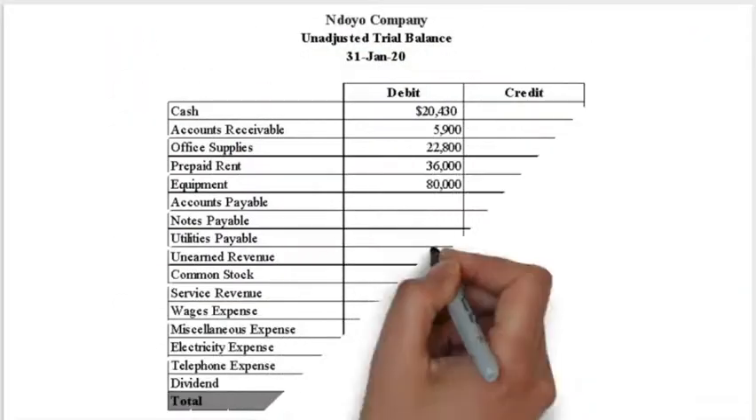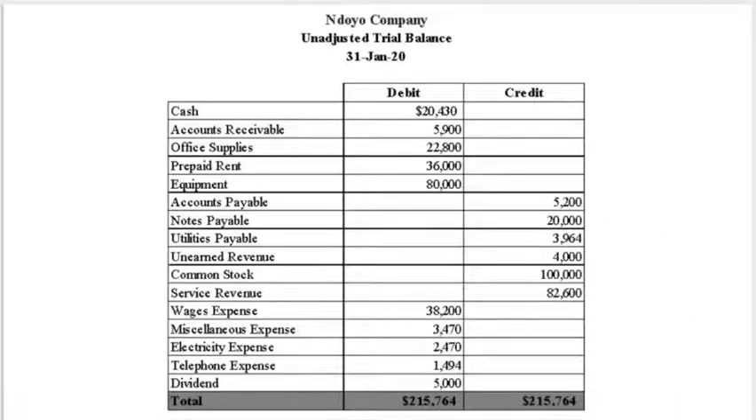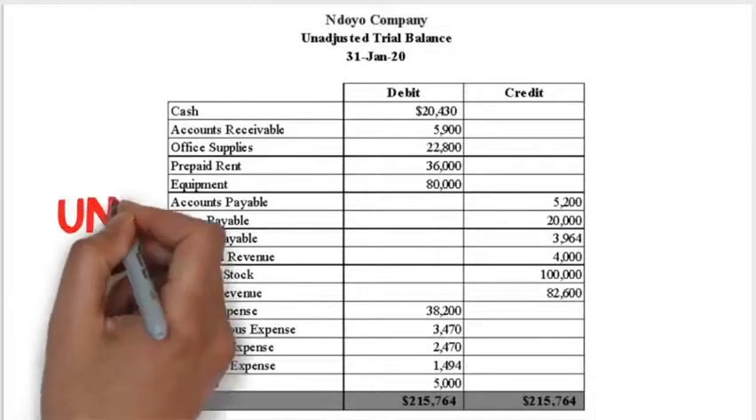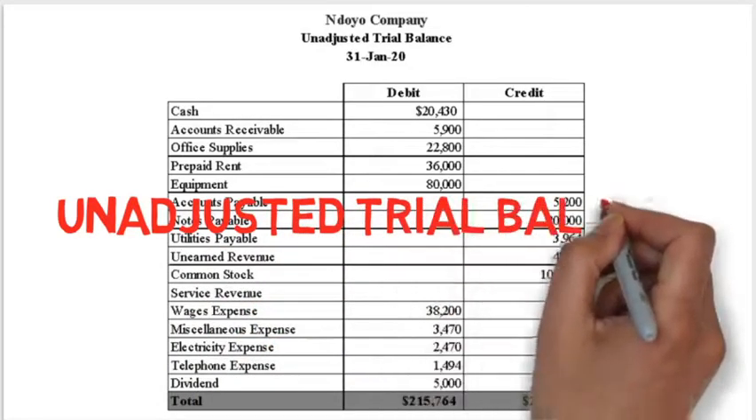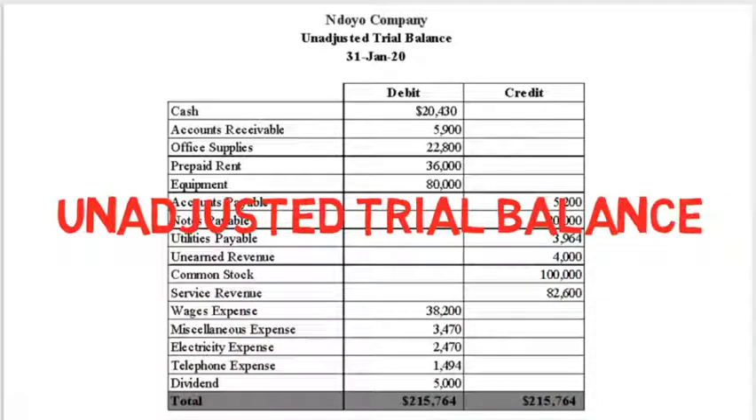Unadjusted trial balance. An unadjusted trial balance is a trial balance which is created before any adjusting entries are made in the ledger accounts. A trial balance is a list of the balances of ledger accounts of a business at a specific point of time, usually at the end of a period such as month, quarter, or year.